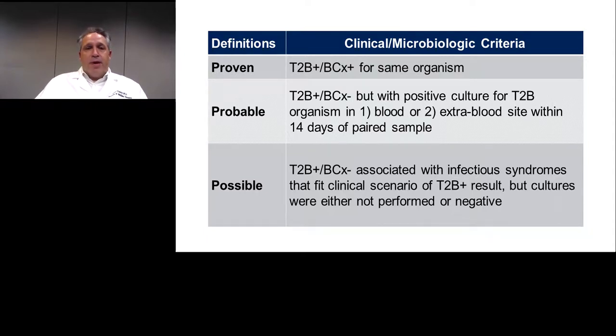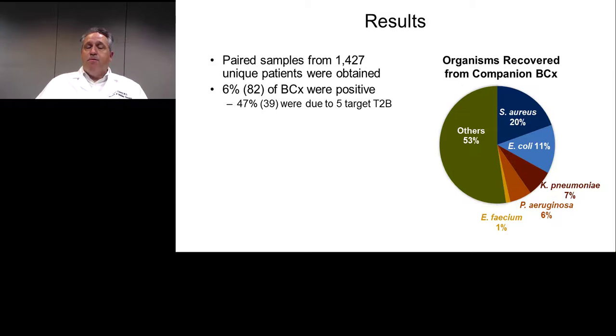But in this case, cultures were either not performed or were negative for one of the 5 bacterial species identified by the T2 assay. So almost 1,500 paired samples from unique patients were collected. Overall, 6% or 82 of the blood cultures were positive. Of these, about half were positive for one of the 5 species detected by the assay, so 39 patients.